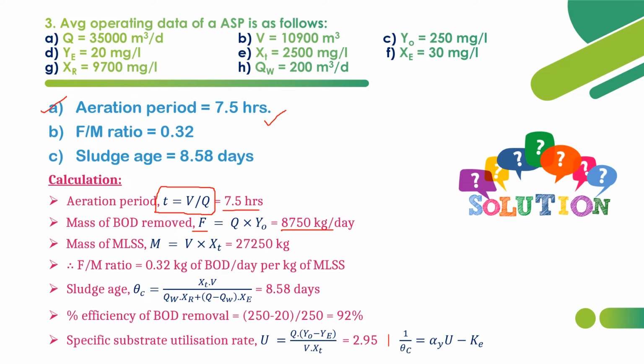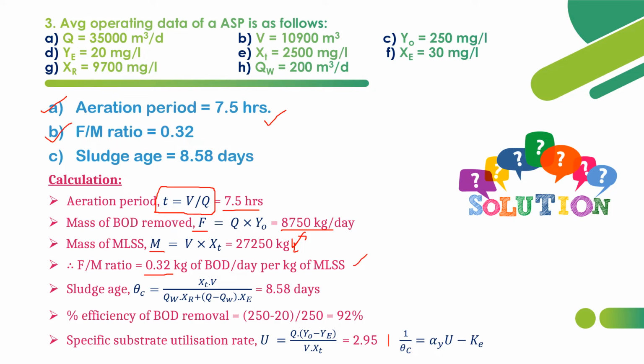And what is the M value? Mass of MLSS is V into XT. So 27,250 kilogram. So just divide these values to get the F by M ratio as 0.32 kilogram of BOD per day per kg of MLSS. So option B is also correct.